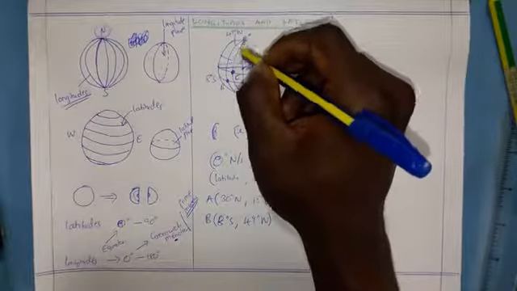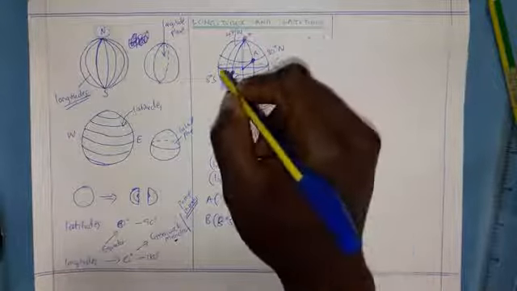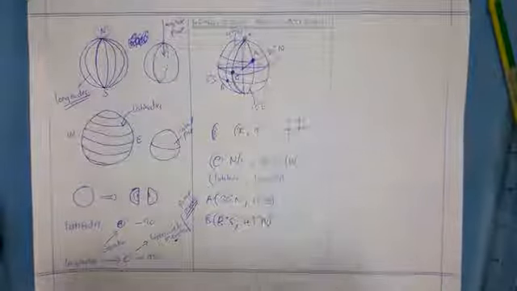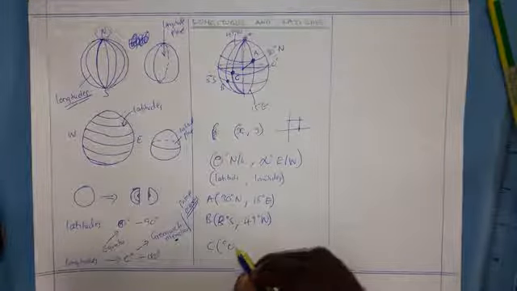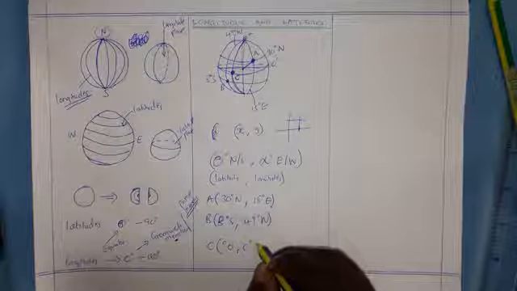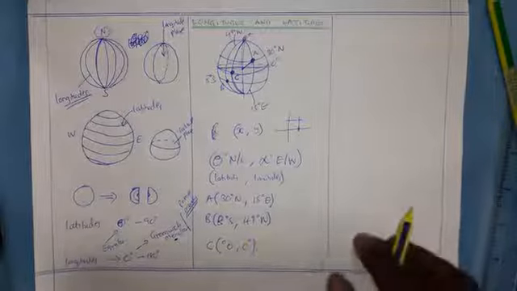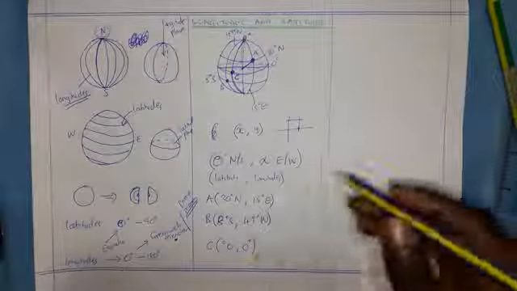So this is the 0 degree longitude, that's the prime meridian, and this is the latitude, 0 degrees, the equator. So that will be 0 degrees, and basically 0 degrees will just be 0 degrees. You will not have north or south. So basically those are various examples.